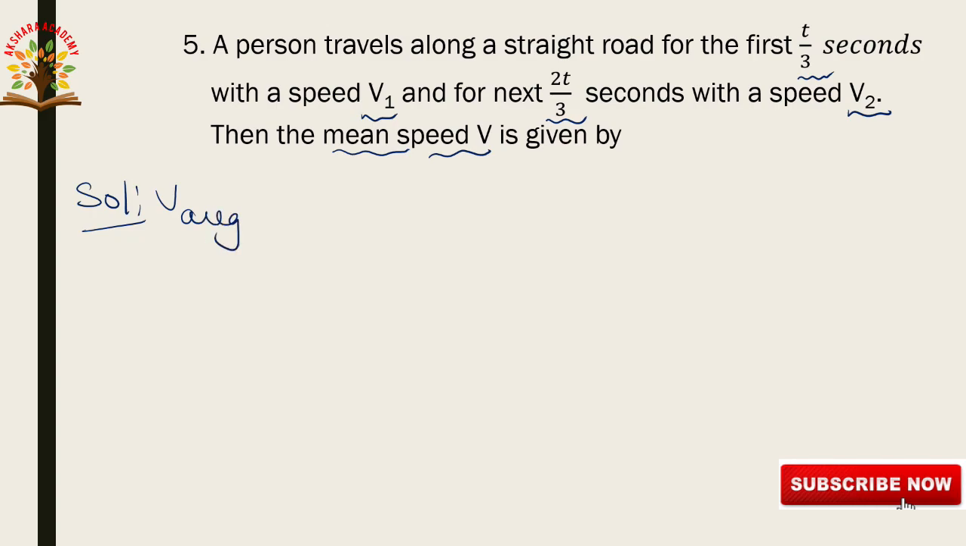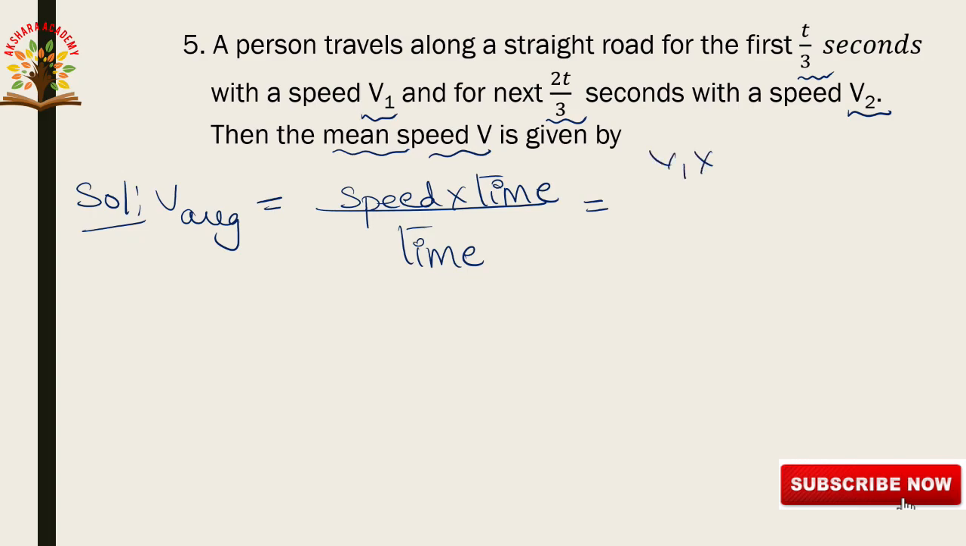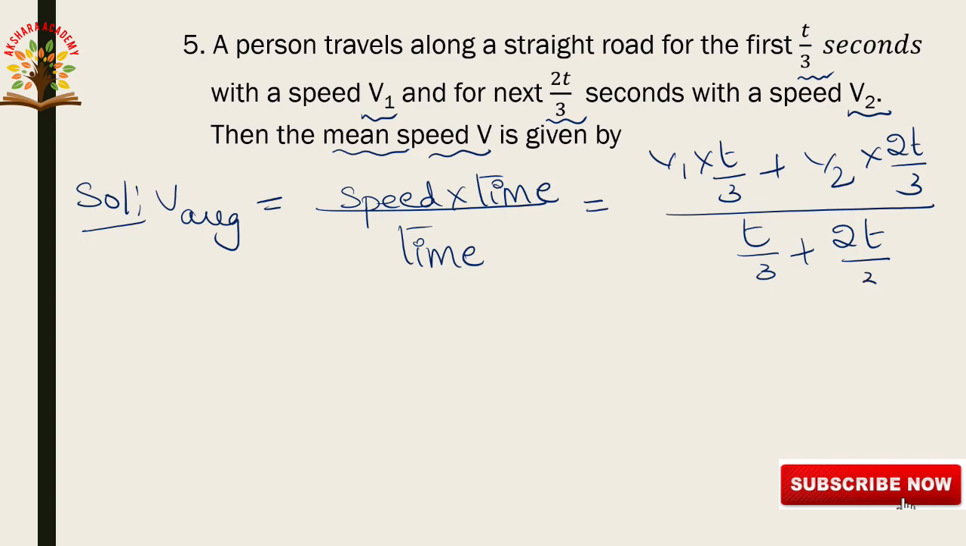V average is equal to distance by time. Mean speed is equal to total distance by total time. So that is equal to, distance we write as speed into time, by time. So that is equal to v1 into t/3 plus v2 into 2t/3, by time. One is t/3, the other one is 2t/3. This is v2. Okay.